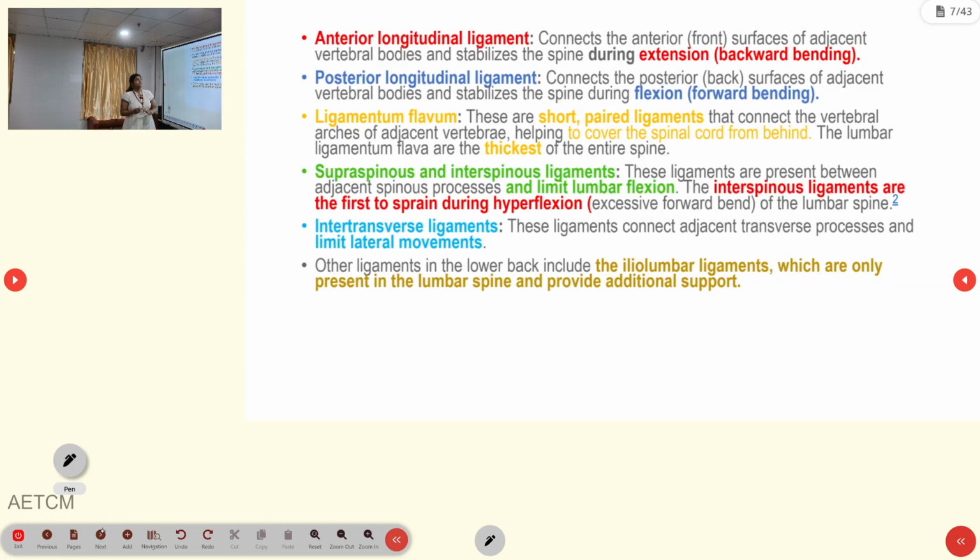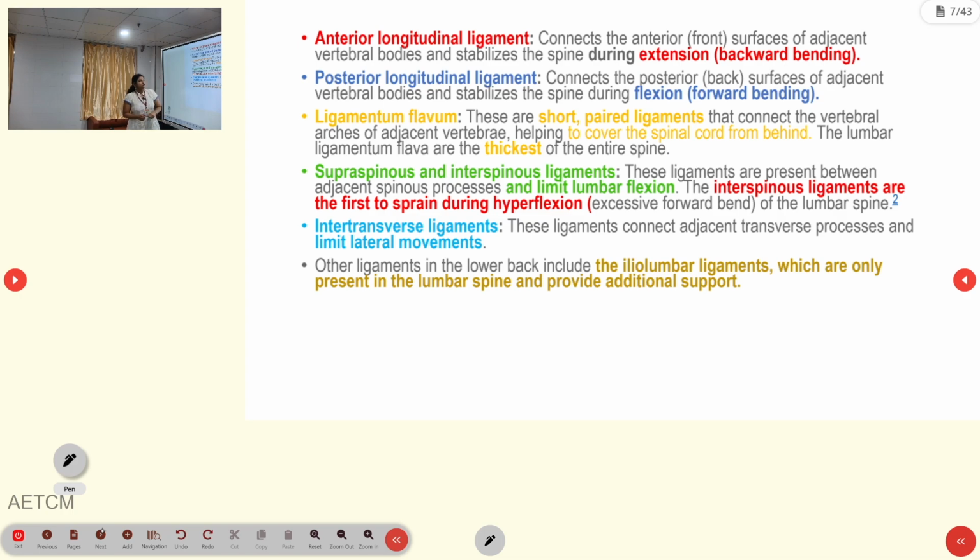Now what is the function of these ligaments? The anterior longitudinal ligament stabilizes the spine during extension or backward bending, and the posterior longitudinal ligament stabilizes the spine during forward bending or flexion of the spine. The ligamentum flava is short, paired, and it is one of the thickest ligaments which we see in the entire spine. The supraspinous and the interspinous ligaments help in preventing lateral flexion, and these are the main ligaments which undergo sprain during hyperflexion. So when there is excessive forward bending, this is the one which is most commonly injured.